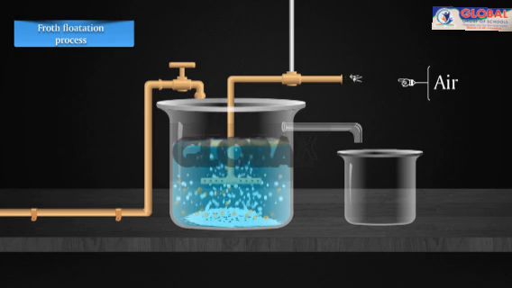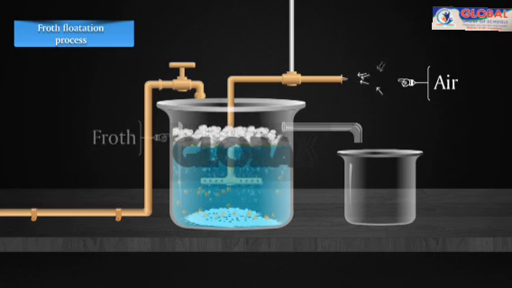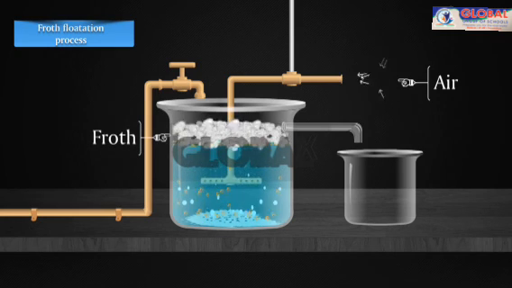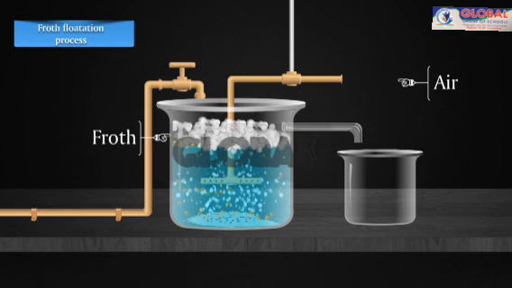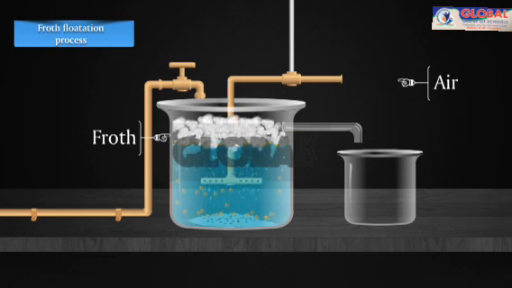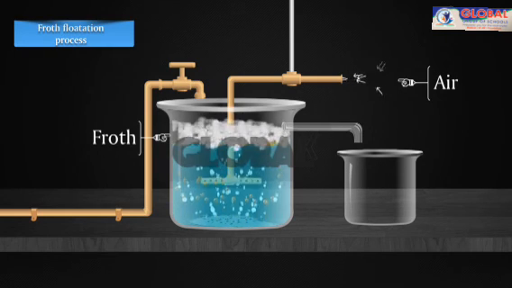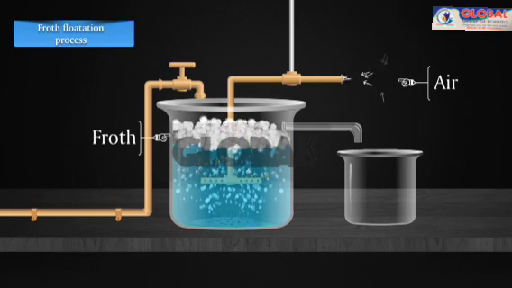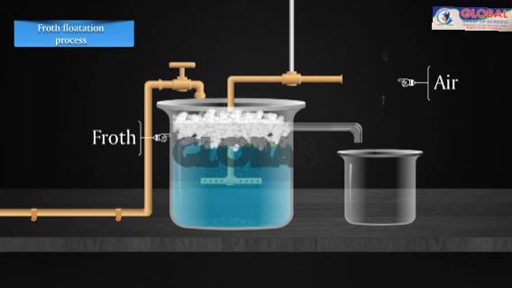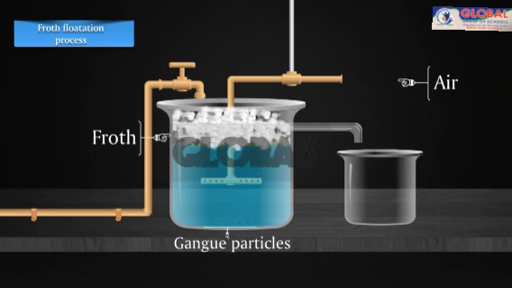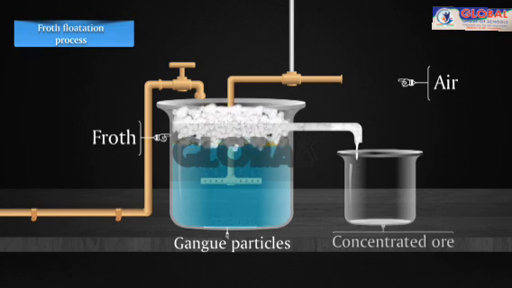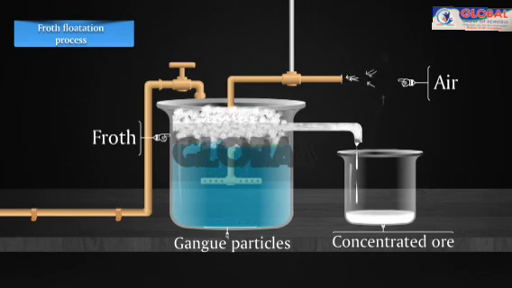The froth, being lighter, rises to the top of the tank along with the particles of the sulfide ore sticking on it. It floats as a scum which is skimmed off. The gangue particles settle down, being heavier. The froth is transferred into another tank and thus concentrated ore is obtained.